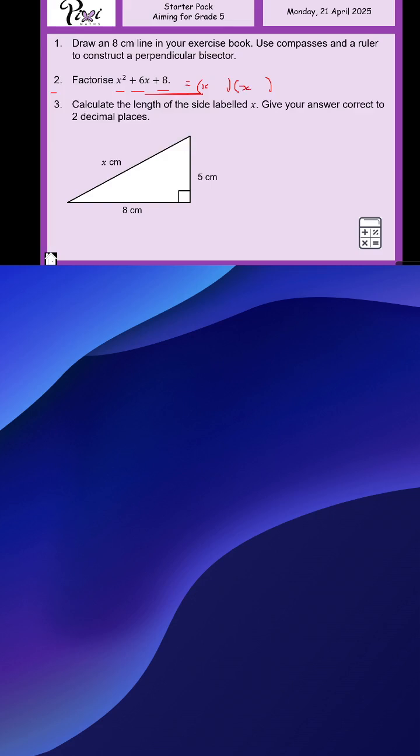And then I want two numbers that add to make positive 6, and the same two numbers that multiply to make positive 8. So what are the factors of 8, guys? It's going to be 1 and 8, 2 and 4. How can I make 6 with these numbers? Well, I can have plus 2 and plus 4. So I'm going to have x plus 2 and x plus 4, or x plus 4, x plus 2. Again, the order doesn't actually matter. That would be my answer for this question.